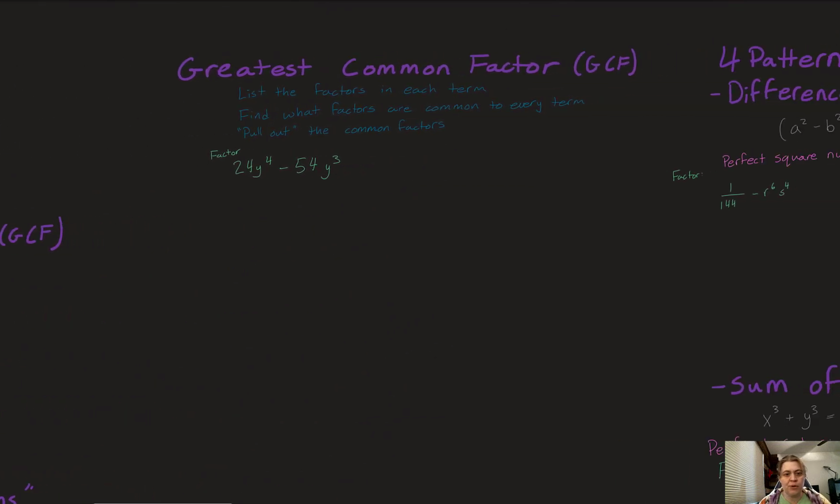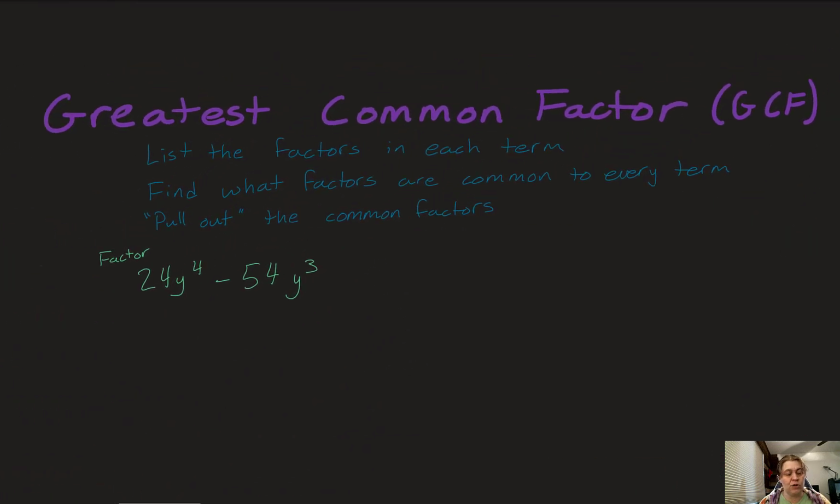So first off, we're going to talk about the greatest common factor, also known as the GCF. Whenever we're doing this, we're going to list the factors in each term and find out what factors are common to every term and pull out, as it were, the common factor. So let's get started. Let's say we're looking at our good friend 24y to the fourth minus 54y cubed.